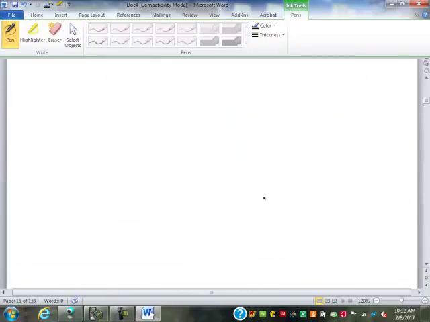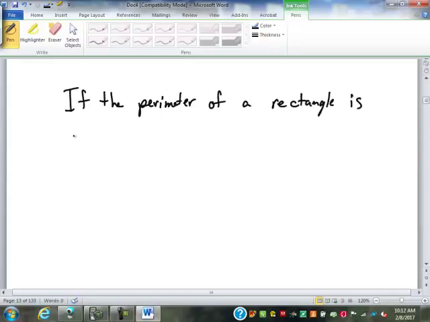Let's do just a couple of word problems here since we've got some time. Let's say the perimeter of a rectangle is 52 feet and the length is 15 feet, find the width.